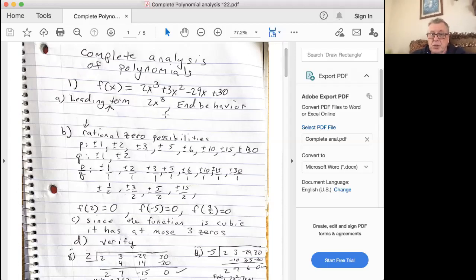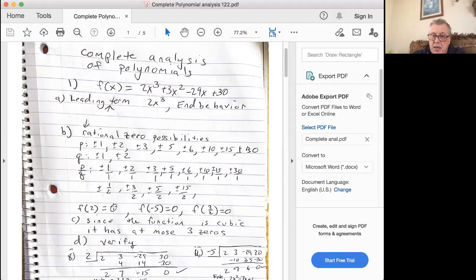The leading term is 2x cubed, and since it's positive, the end behavior would be based on the odd ordered polynomial x cubed, and it goes down from right to left and up from left to right. For the rational root possibilities, all the factors of the 30 are p, and all the factors of the 2 are q. We divide each one of those out, p over q, and we get all of these possibilities.